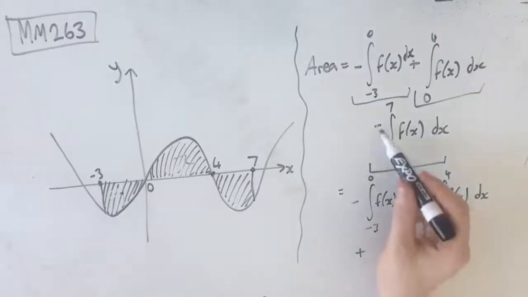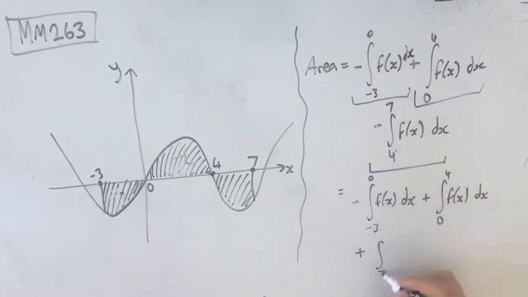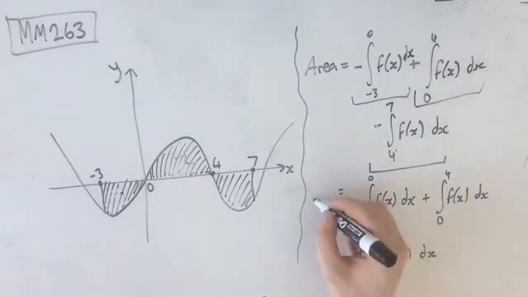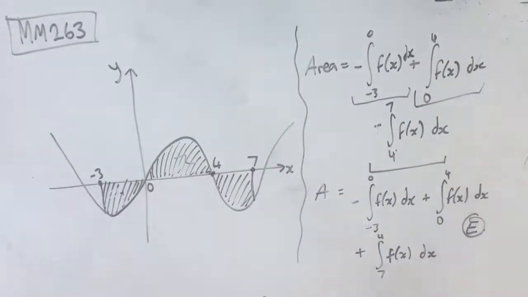But then what they've done is they've changed this to a positive, and then they've changed the terminals to go 7 to 4. Cool. And what that means is E is actually our answer. So E is our final answer.